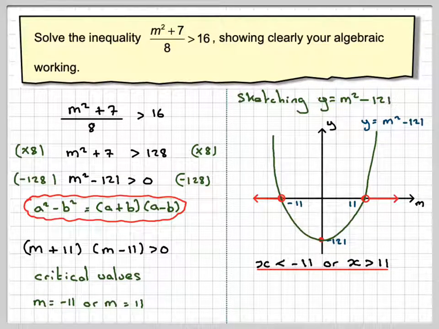Okay, so this has been a video to show you how to solve a quadratic inequality.